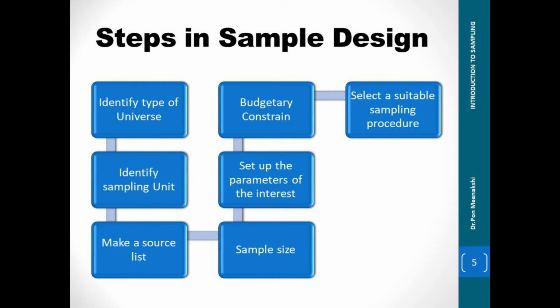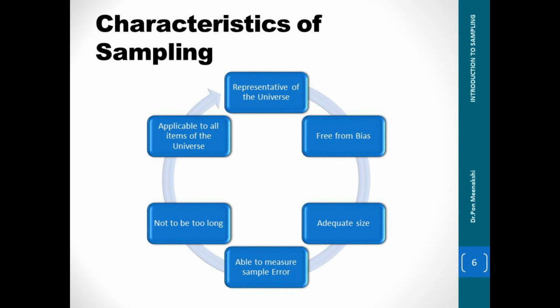The next step is the budgetary constraint. And the last one is to select a suitable sampling procedure. So, steps in sample design: identify the universe, identify the geographical area, how we are going to proceed, source list, how much sample size, whether it is in your interest area, whether it comes under your budgetary constraint, and the next one is a suitable sampling procedure.